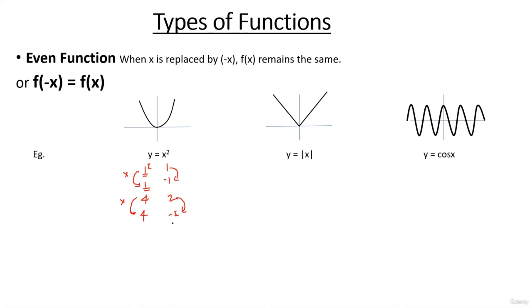You can check the same thing for y is equal to mod x also, guys. अगर हमने x का value 1 लिया तो y क्या आएगा, mod of 1, which is 1. But even if you take x equals to -1, mod of -1 will be +1 only, right? So y will still remain the same. Cos भी वही है, guys.